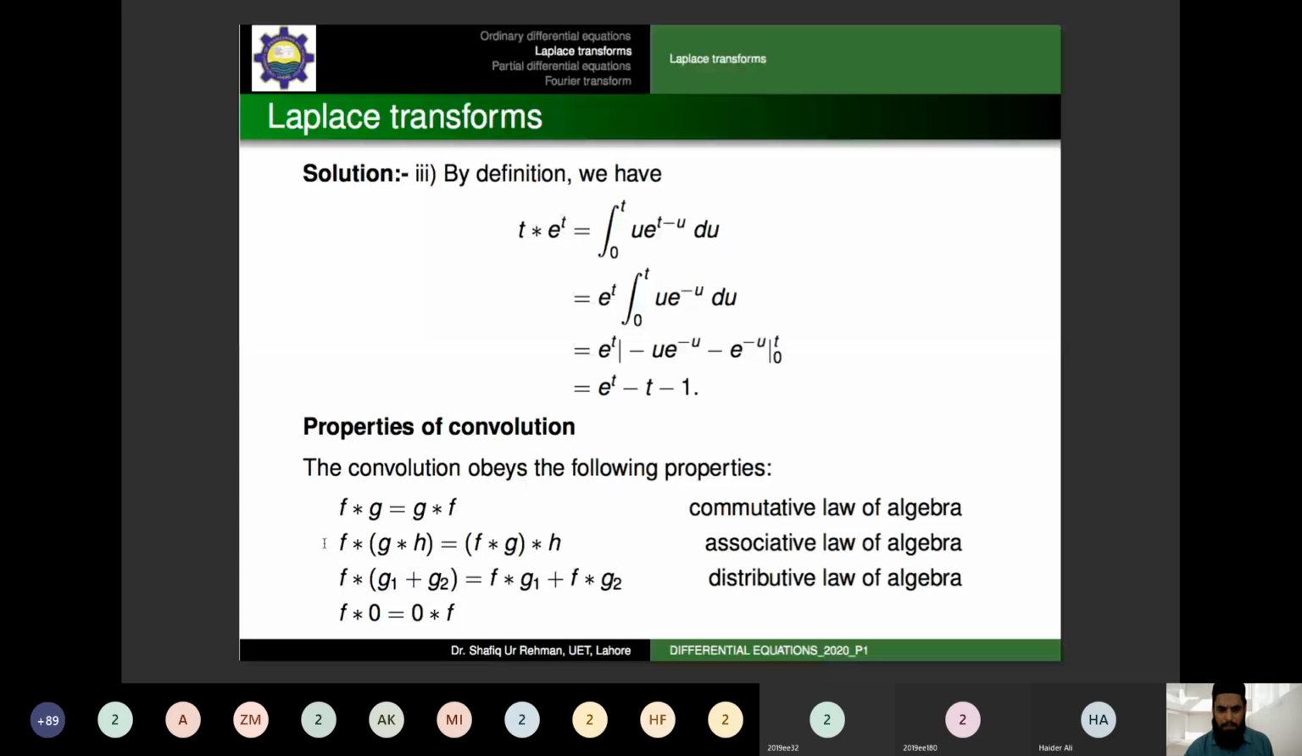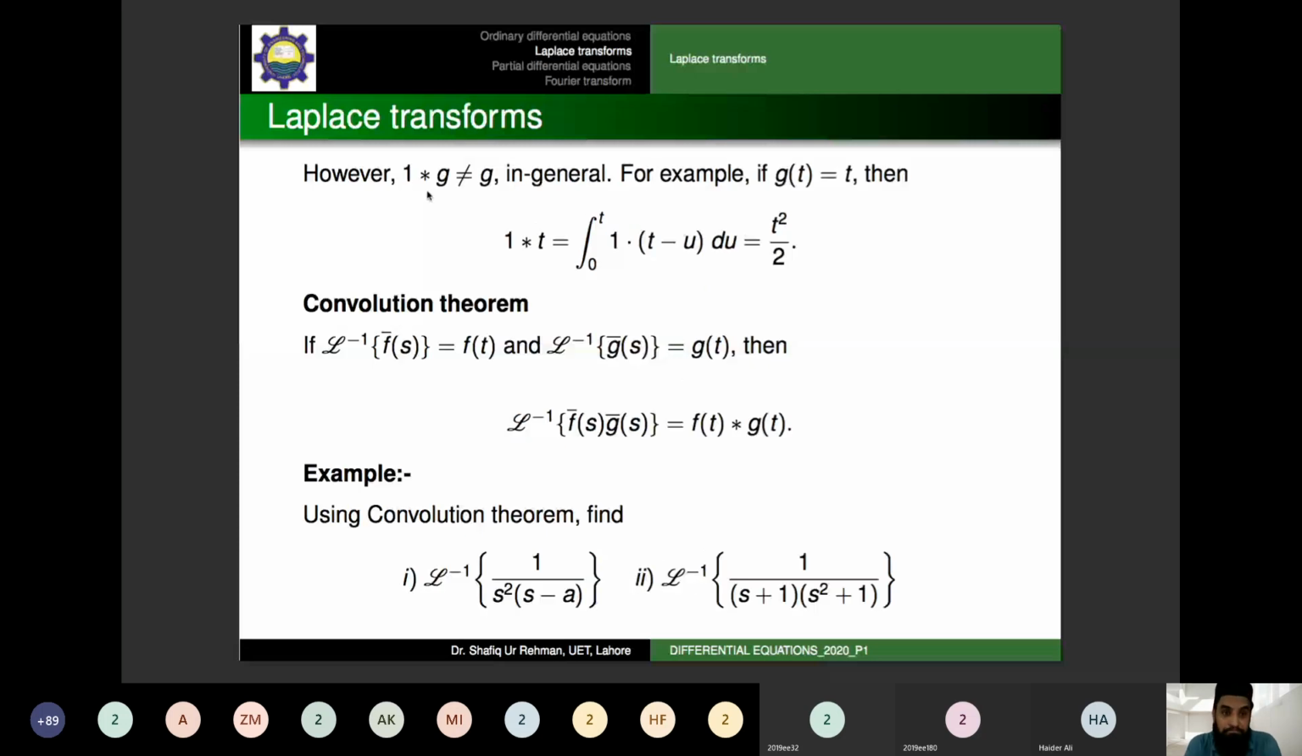The associative property is there in case you have f, g, and h. The distributive property is there: f star (g1 plus g2) will turn out to be f star g1 plus f star g2. And of course, if it is a zero multiple of f or a zero multiple of g, it will be 0 over there. If one of them is 0, eventually you will have the same answer, whatever the outcome is. But if you convolve with 1, for example, you can never get g. 1 star g is not going to be g.